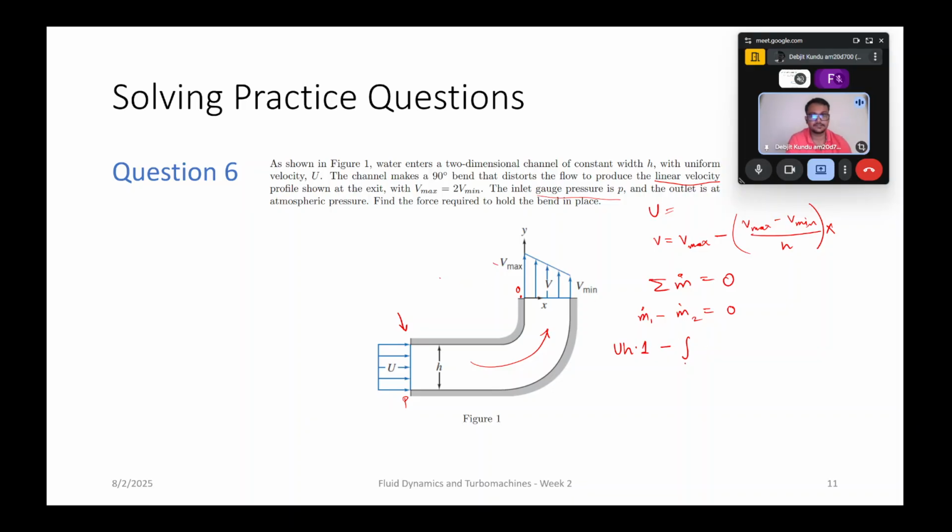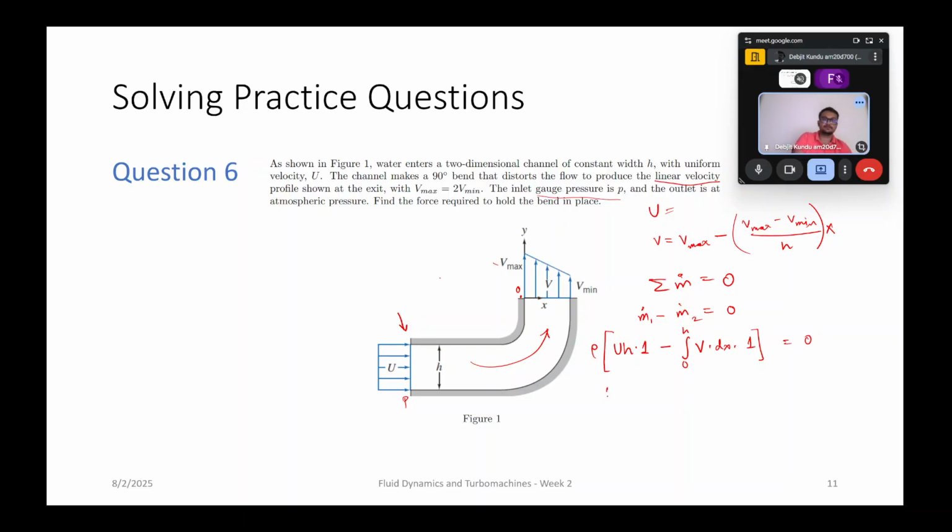So that integration would be from x equal to 0 to h, and okay, there's a row outside over here. We will ignore that and just consider volume flow rates. So this would be v dot dx dot 1, which is along the depth. So that gives me the velocity flux outwards. So that would be 0.